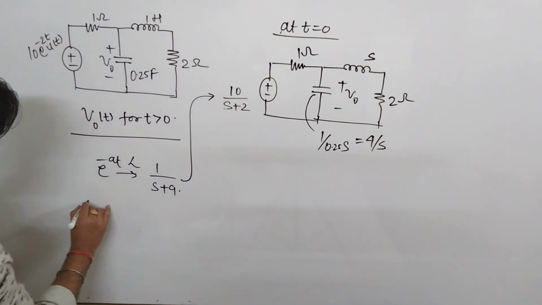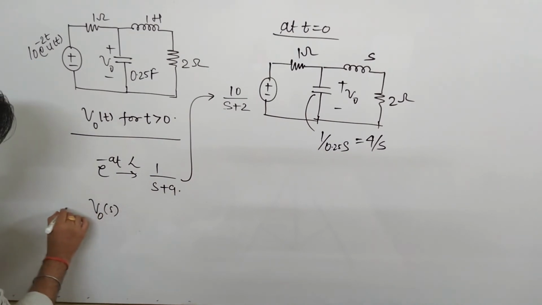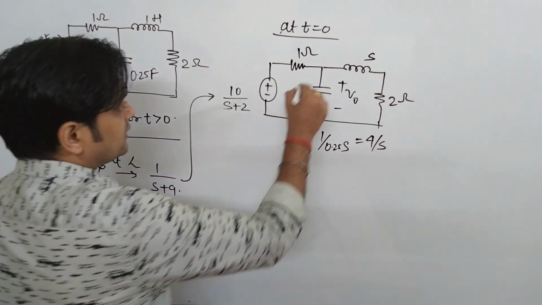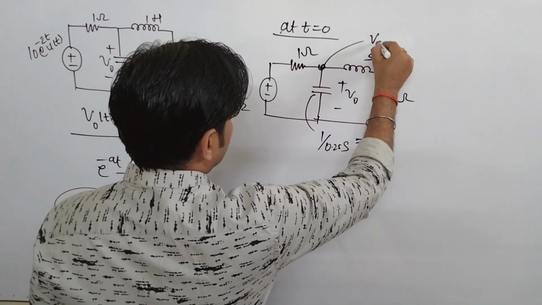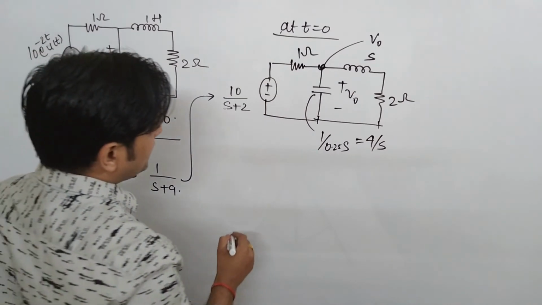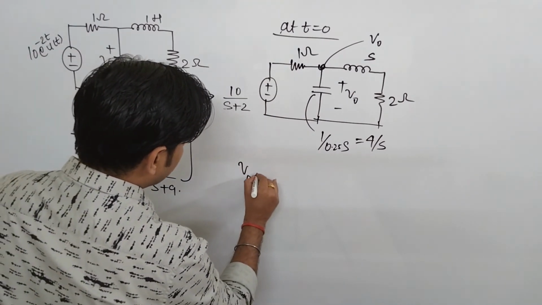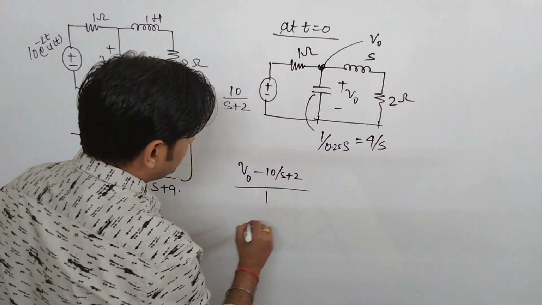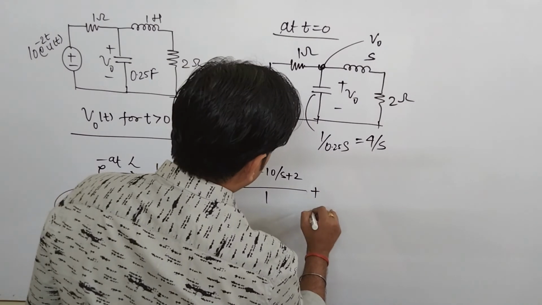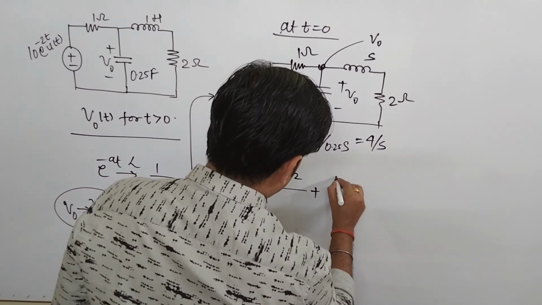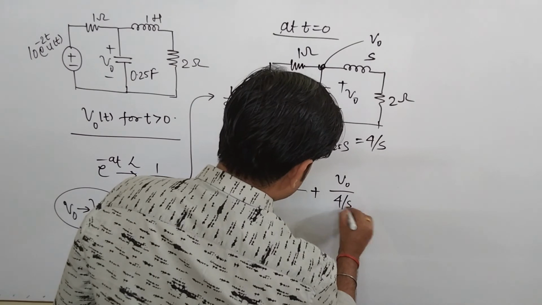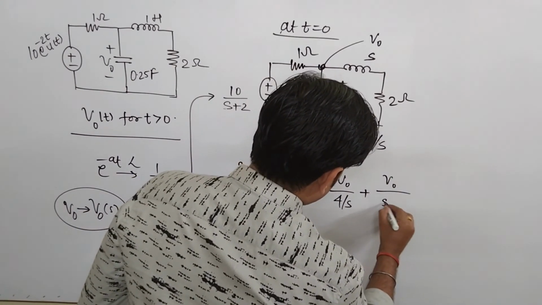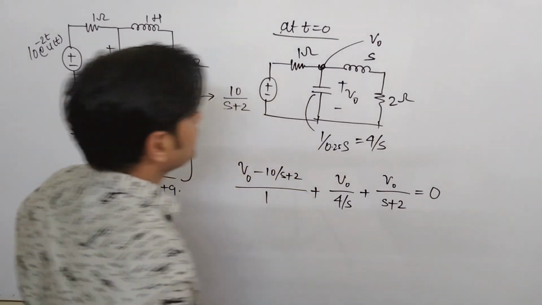Now this V naught is basically V naught S. Now can you find it? Yes, this is your V naught. Simply you apply a KCL and find the answer. So that comes to be V naught minus 10 upon S plus 2 upon 1, plus V naught upon 4 by S, plus V naught upon S plus 2, that is equal to 0.